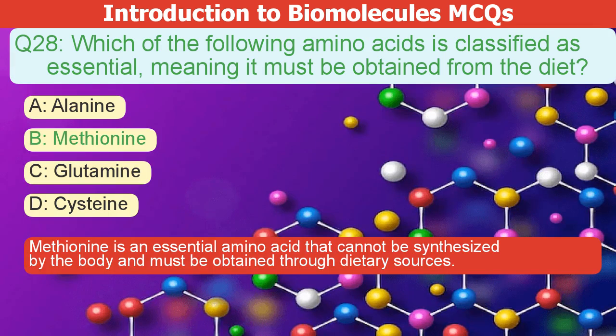The correct answer is B. Methionine is an essential amino acid that cannot be synthesized by the body and must be obtained through dietary sources.